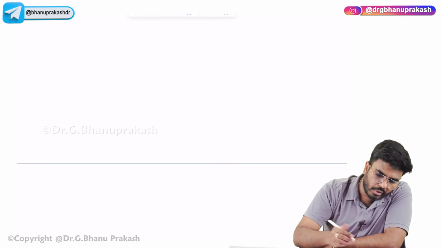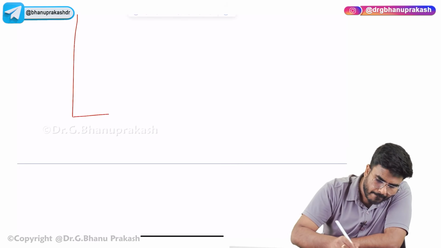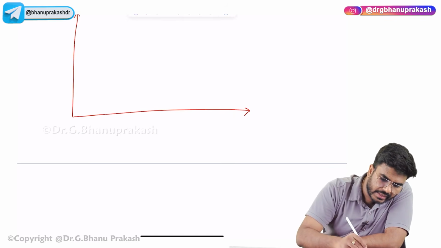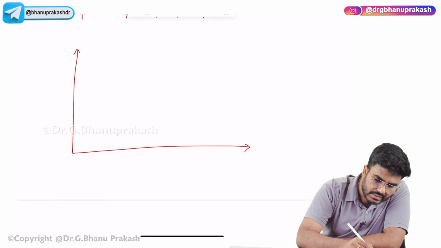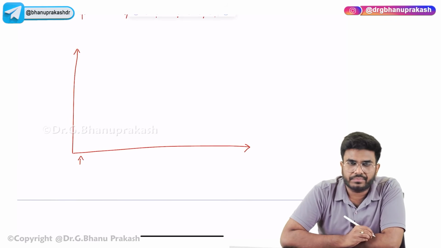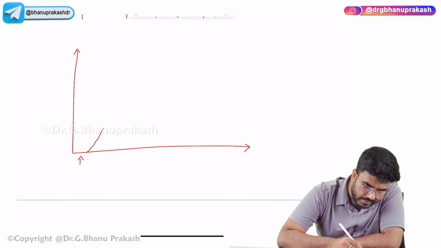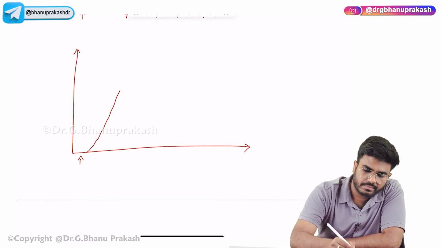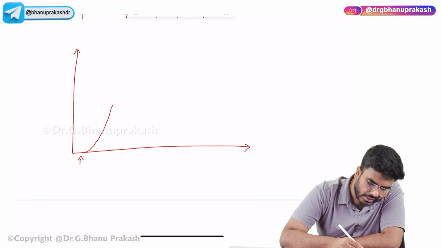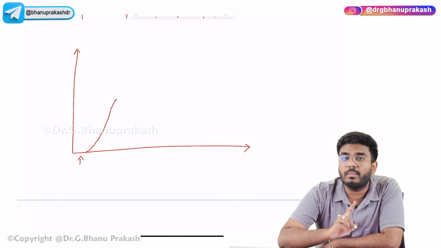Okay, now let me show you one more graph. Look here, x-axis, y-axis. Now what I am doing is, say I am stimulating a muscle. When you stimulate a muscle, it is going to generate contraction. It is going to cause the contraction. Now the contraction is not completed.